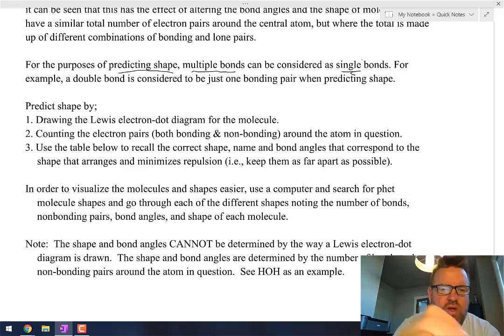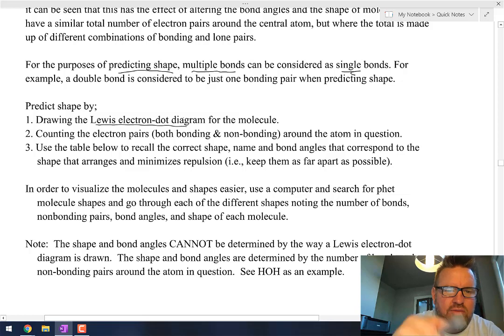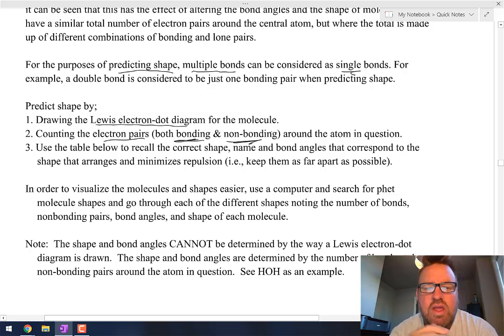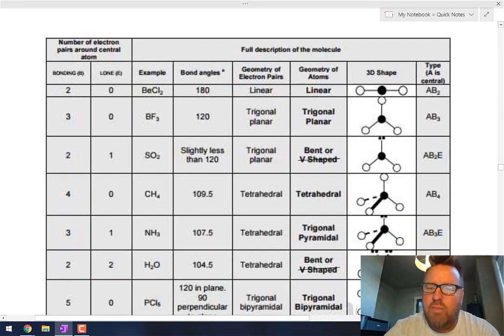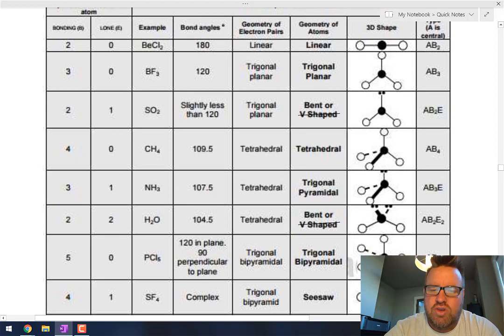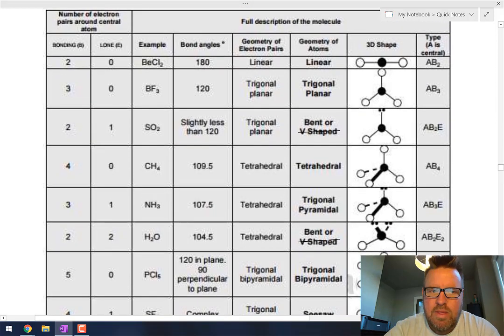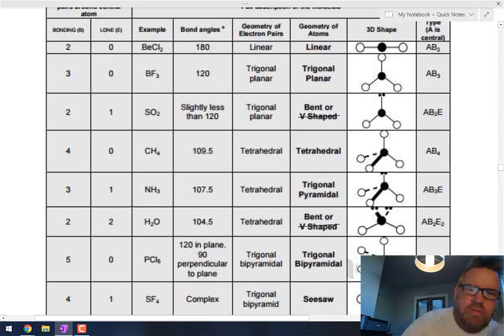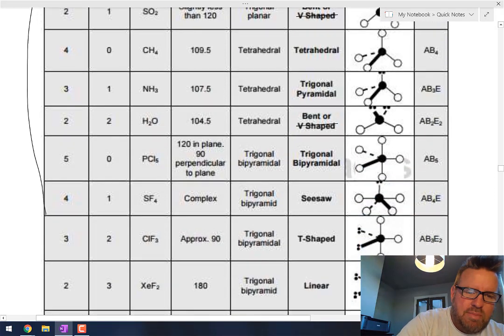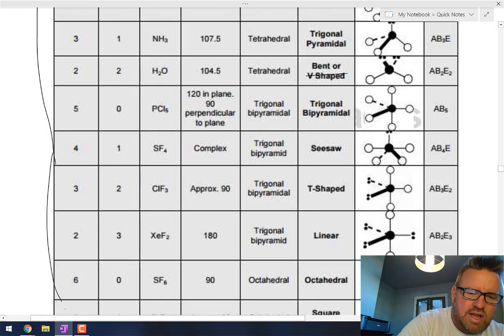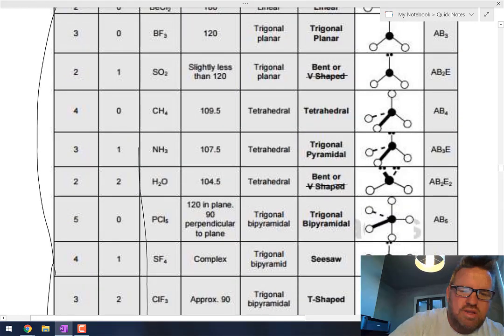So how do you do it? You draw the Lewis electron dot diagram first. You count the number of electron pairs, so you count the number of bonds and then the non-bonding pairs on the atom in question. And then you use this table for right now to learn them, but in the long run, you just have to know them. To me, the important parts here are these numbers: how many pairs, how many bonds, and how many non-bonding pairs there are.